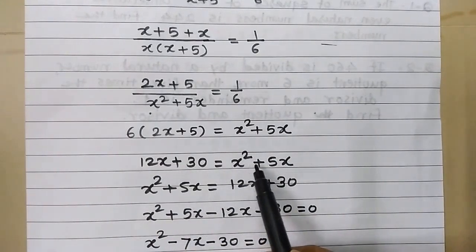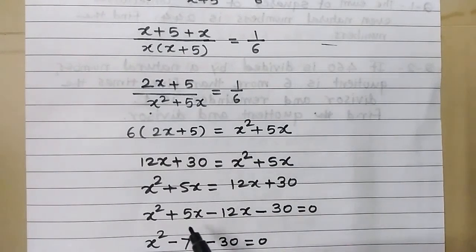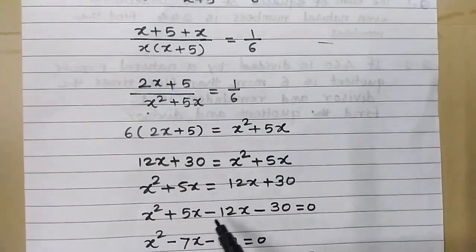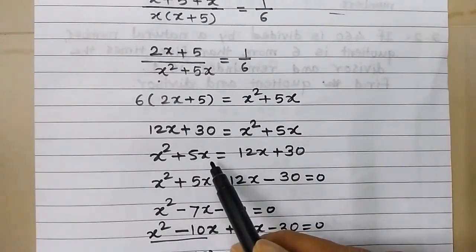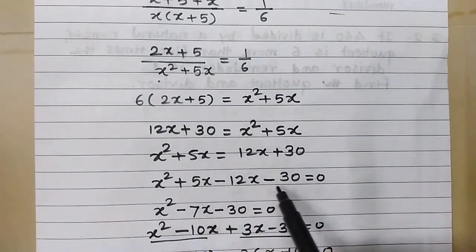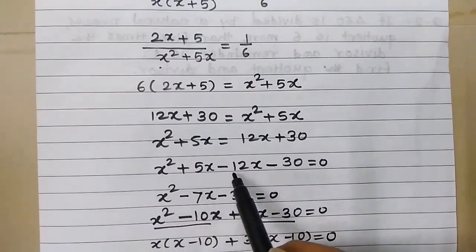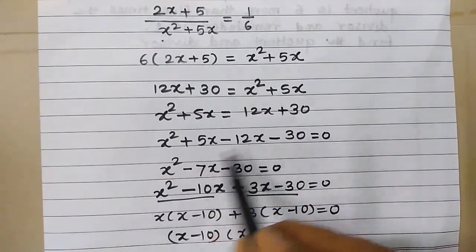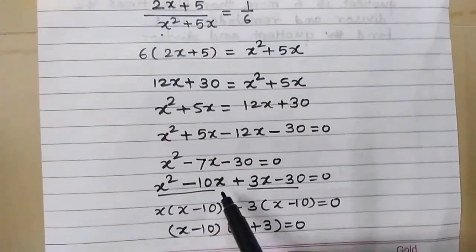Now write down these to the left side and these to the right side. X square plus 5x is equal to 12x plus 30. Now transpose the 12x to the left, it becomes minus, and plus 30 to the left, it becomes minus 30. Now x square plus 5x minus 12x minus 30 is equal to 0. The addition of these two is minus 7x. X square minus 7x minus 30 is equal to 0.